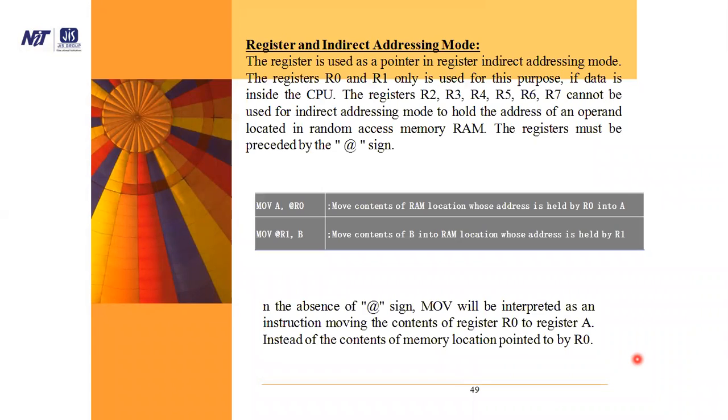Register indirect addressing mode. A register is used as a pointer in the register indirect addressing mode. Only registers R0 and R1 are used for this purpose if the data is inside the CPU. Registers R2, R3, R4, R5, R6 and R7 cannot be used for indirect addressing to hold the address of an operand located in random access memory, RAM. The register must be preceded by the @ sign.